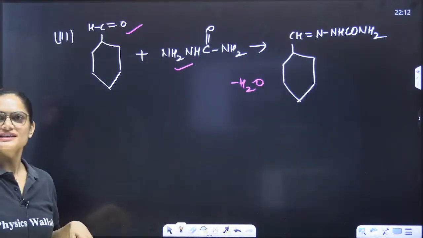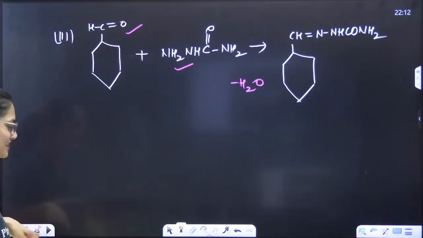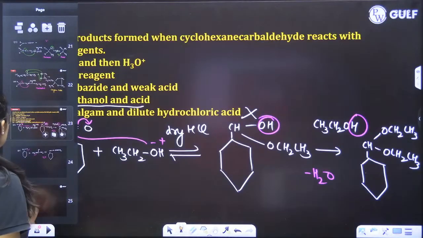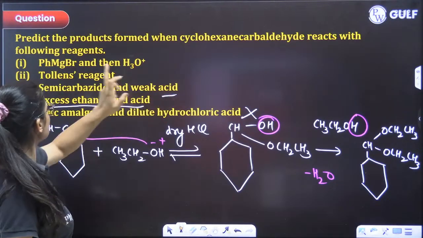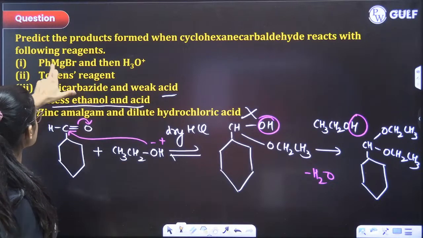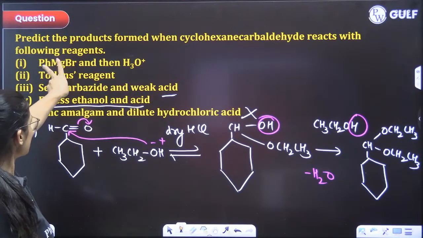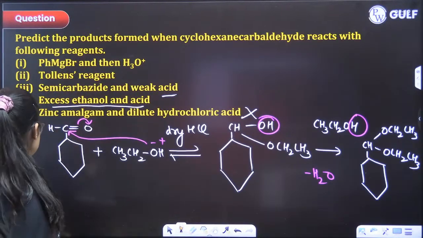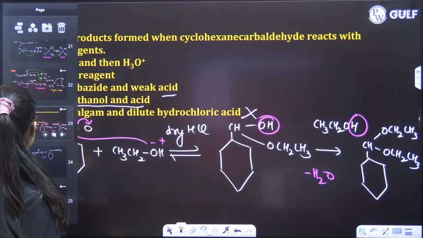Already 5 minutes left. 3 minutes left. Yes. This is done, and Tollens reagent, we have not done this. We have done this reaction. Reaction with Grignard reagent. So let's do this part as well. First one.